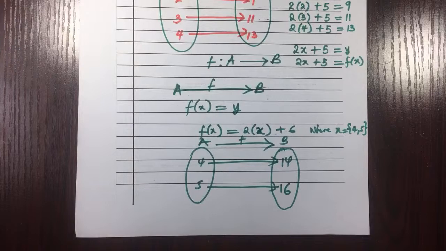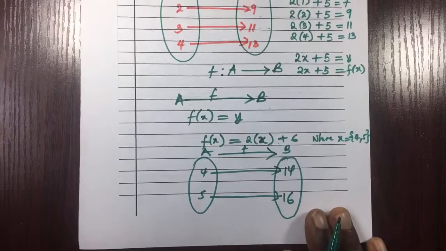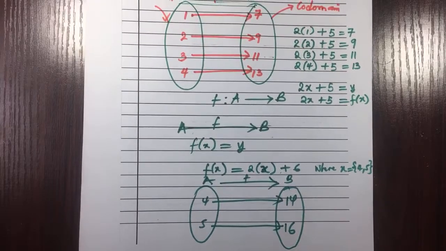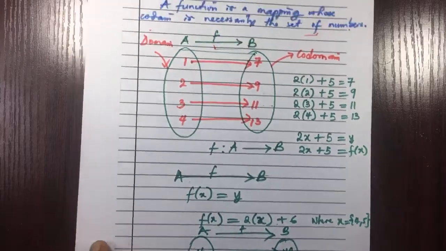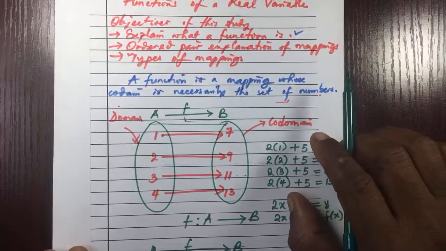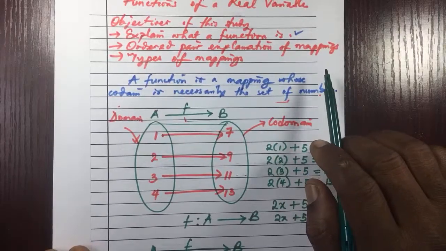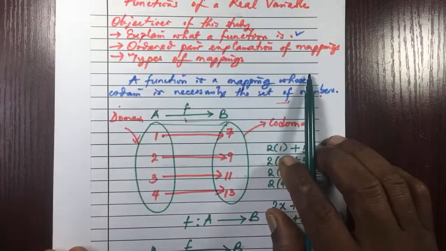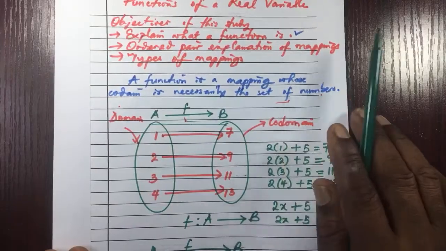For functions, take note, a function is a mapping whose codomain is necessarily the set of numbers. That being said, let us go straight to taking the next objective. For the next objective, we shall be looking at a notation for mappings, another notation for mappings.